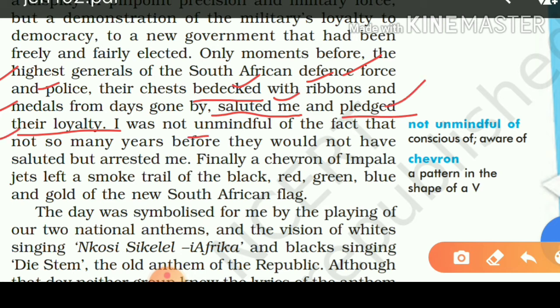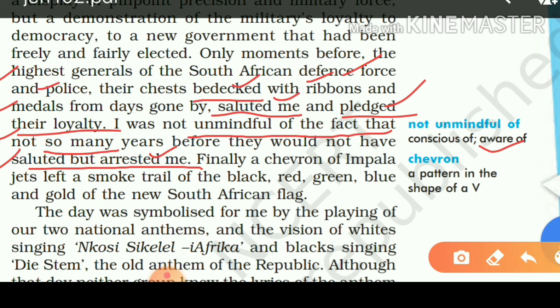I was not unmindful of the fact that not so many years before they would not have saluted but arrested me. Okay, now he says not unmindful of. That means unmindful means unaware, so not unmindful means aware of. So he was aware of the fact that so many years before, the same people would not have saluted him but arrested him. So his fight for freedom has given him that reputation, that he is being saluted by the highest generals of South Africa.